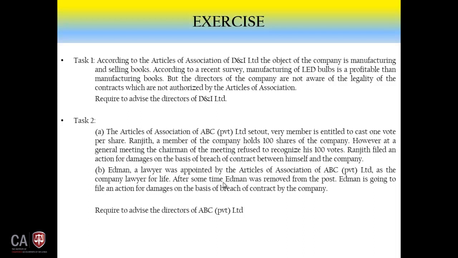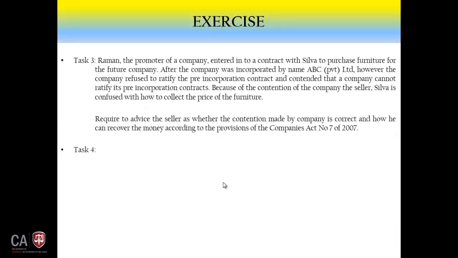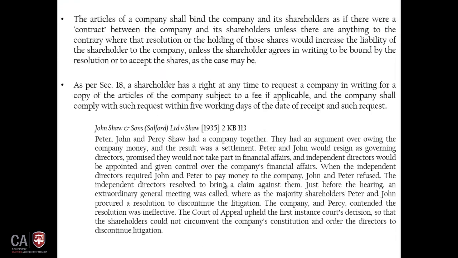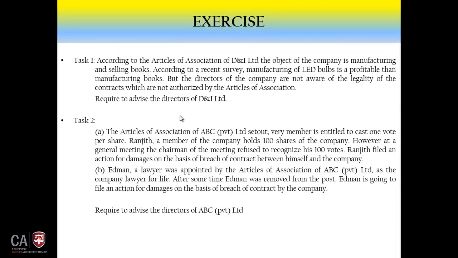Ranjit, a member of the company, holds 100 shares of the company. However, at a general meeting, the chairman of the meeting refused to recognize his 100 votes. Ranjit filed an action for damages on the basis of breach of contract between himself and the company. Now, I have told you before that a company's articles operate as a contract between the company and its shareholders. So, therefore, whatever the articles have provided to the shareholders, he is entitled to. It is a breach of contract for the shareholder. So, you need to give an explanation with respect to that area.